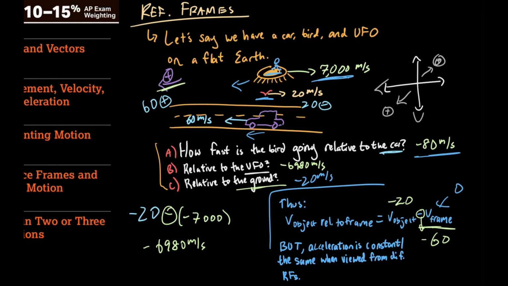Okay, one last important thing to know is that acceleration is constant and the same when it is viewed from different reference frames. So if this UFO is accelerating, the bird notices that it's accelerating. I don't know how it would, but let's say it does. It's still going to notice it at the same rate as the car notices it. That's just an important detail to know. And that is going to conclude our discussion of reference frames.